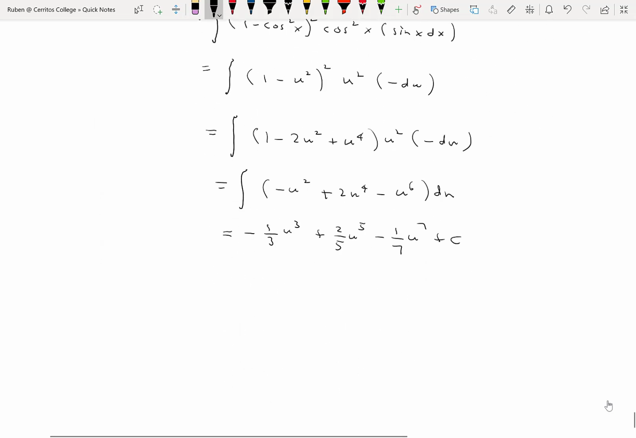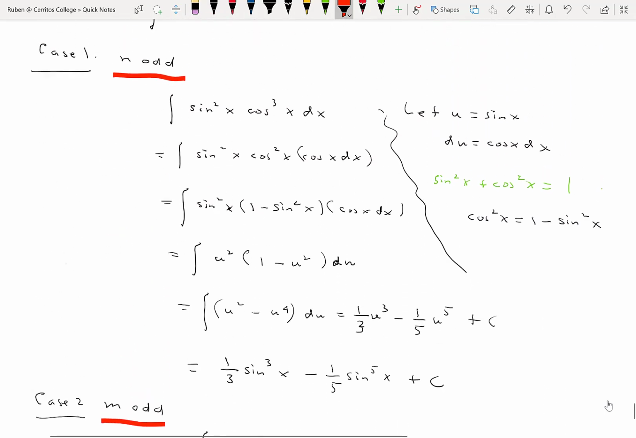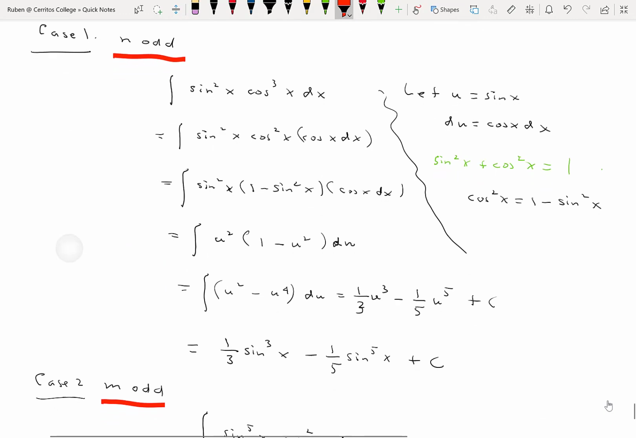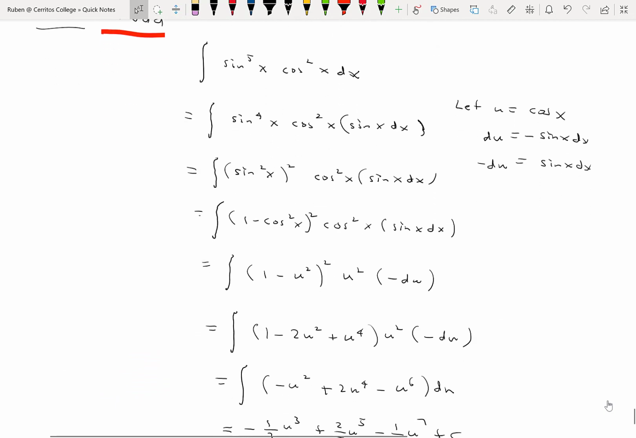U is equal to cosine, so we substitute that back in, and it's over. So this is -1/3 cosine cubed x plus 2/5 cosine to the fifth x minus 1/7 cosine to the seventh x plus a constant. So the bottom line with these first two cases is when you have an odd power, borrow one from the power, put it next to the dx, and then let u equal the opposite trig function.